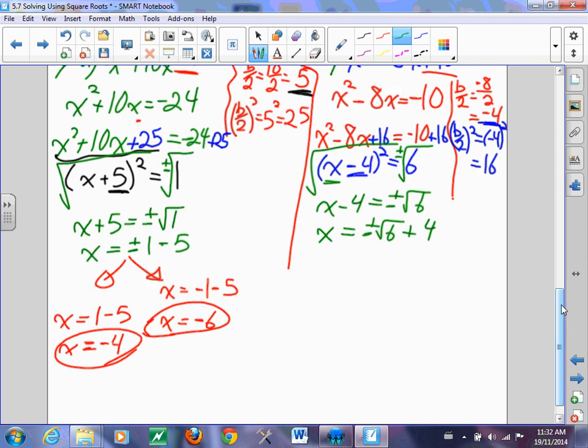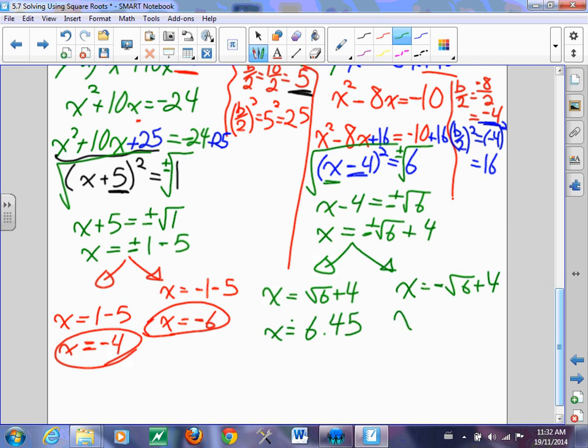Now I'm going to split into its two cases, guys. So x equals root 6 plus 4, and x equals negative root 6 plus 4. I have to grab my calculator because I don't have the answers done, so let's just do it quickly. Square root of 6 plus 4 equals, so the first root I have is 6.45. Those are rounded. Let's try the next one here. Negative root 6 plus 4, and I have 1.55 for the second root.